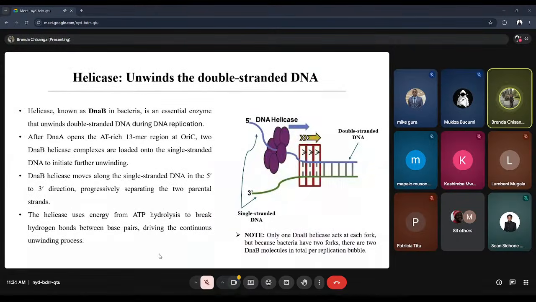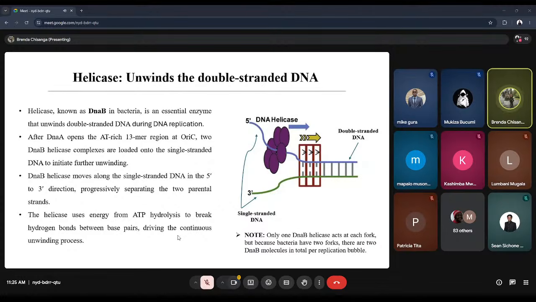Let me go to the next slide. Maybe this will be helpful. So now, at this point, before helicase can come in, the DNA must have a region that is single-stranded. Helicase does not bind to double-stranded DNA. It only binds to single-stranded DNA. How does a single-stranded DNA come about?